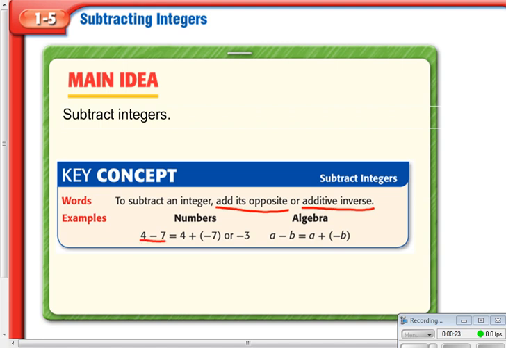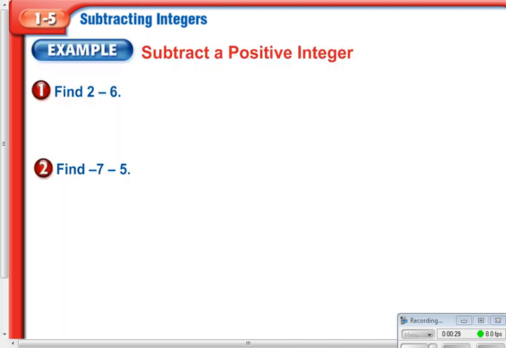So here's your subtraction problem. We add the additive inverse to get back to an addition problem. So example 1, we need to find 2 minus 6. Again, if you wanted to go back to the addition problem, that would be 2 plus negative 6. So there's the additive inverse. And then you can use the concepts and the rules that apply to the addition that we dealt with yesterday.